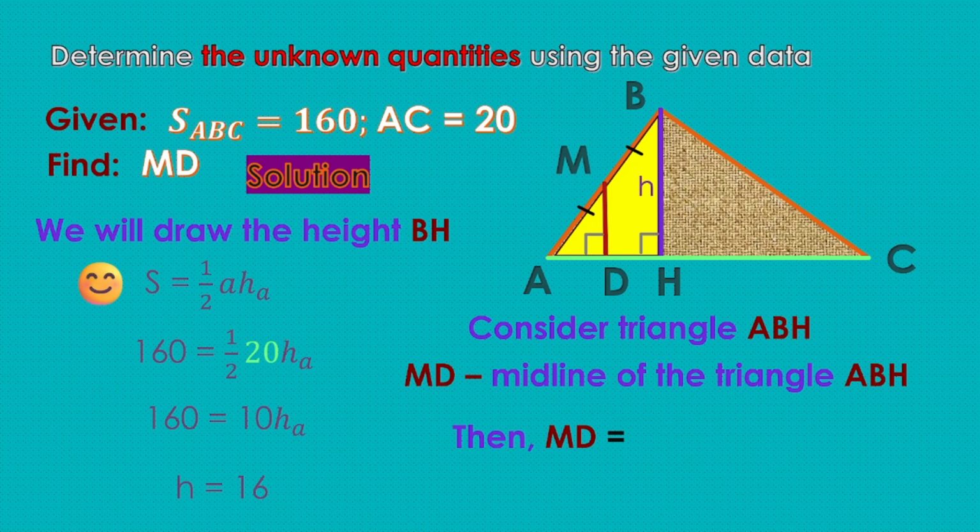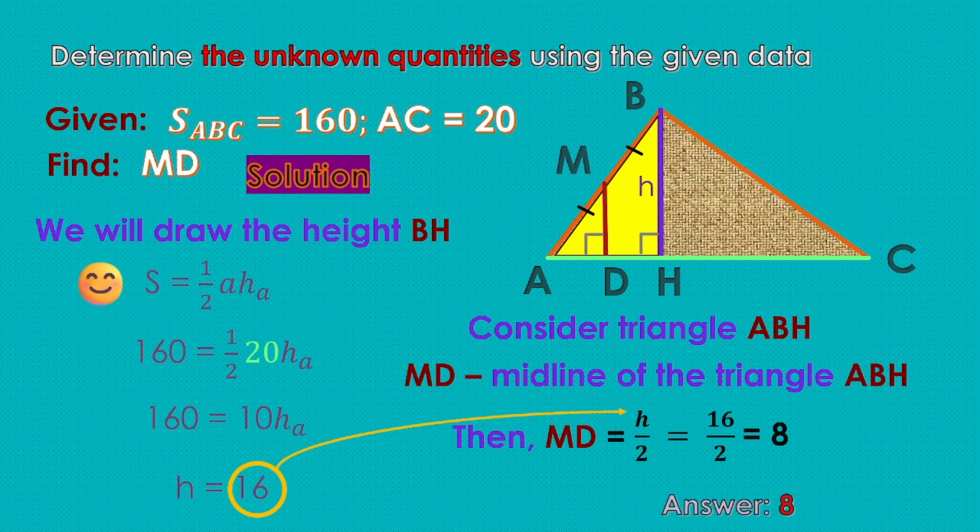Well, that's all. And what is the property of the middle line? It is half the base. That is, if AH is 16, then the middle line will be half the size. That is, this is what is written here. That is, I used the property of the middle line. 8. Exactly. Show initiative. It will help you in such tasks.